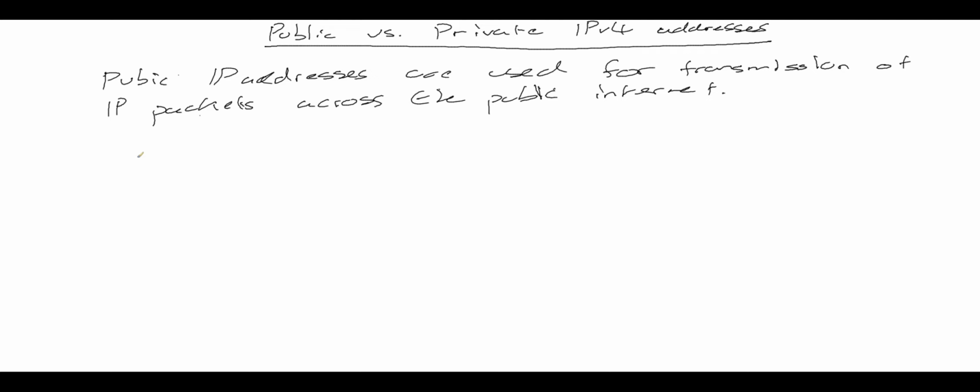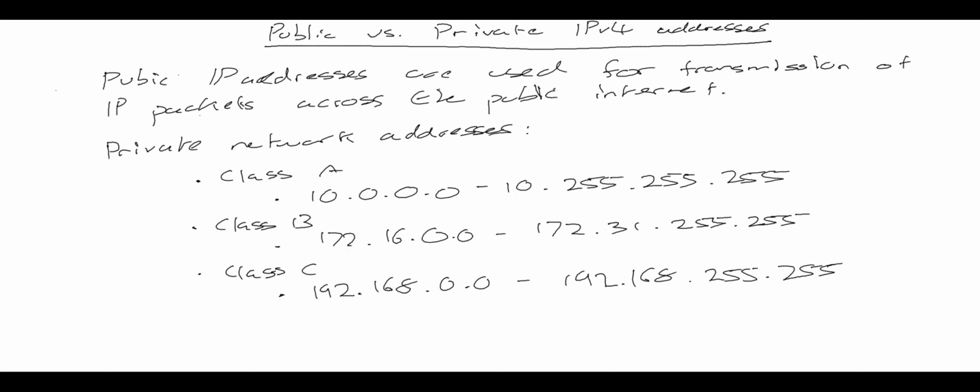And what this means is that these addresses can be used internally within a company, organisation or home network, so a private network, but they can't be used for transmission across public parts of the internet. Okay, so these IP address ranges from Class A, Class B and Class C are all designated for use on private networks and can't be used on the public internet.